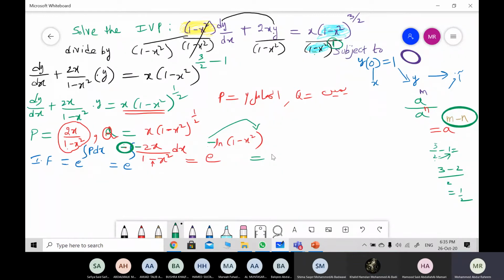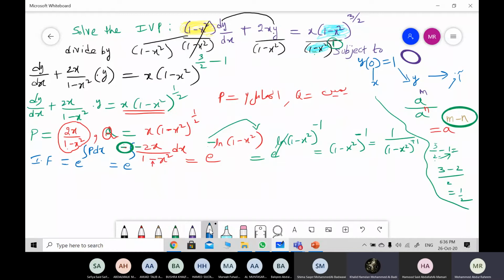How much now? Minus 1, this cancels. 1 minus x squared power minus 1. That is, we can write this minus as plus and send it down like this, plus 1. Agree? Agree.